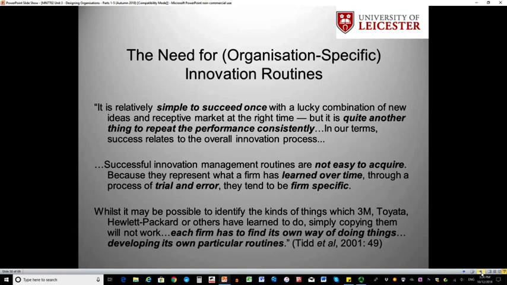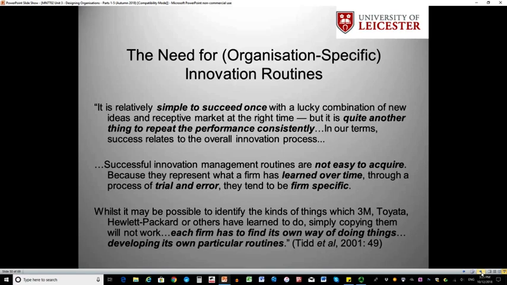I think a good starting point is to think about the notion of an innovation process in its very broadest terms. And what we find is that the literature talks about the need to think about particular routines that allow us to repeat the successes of being innovative.